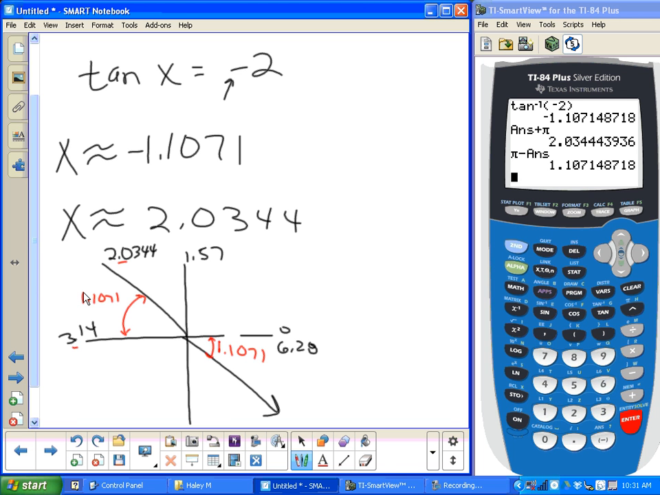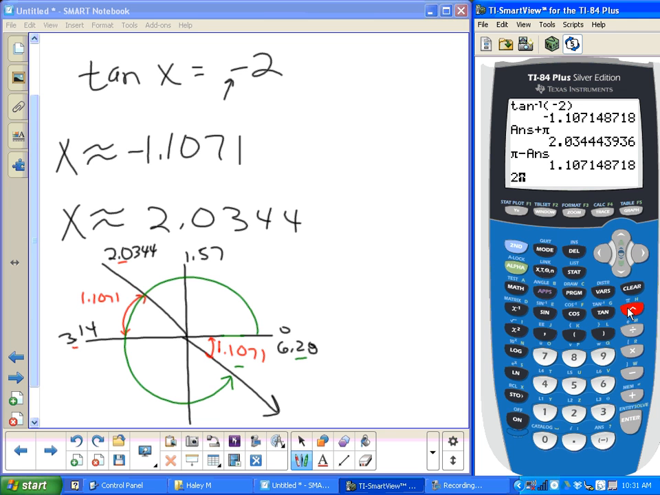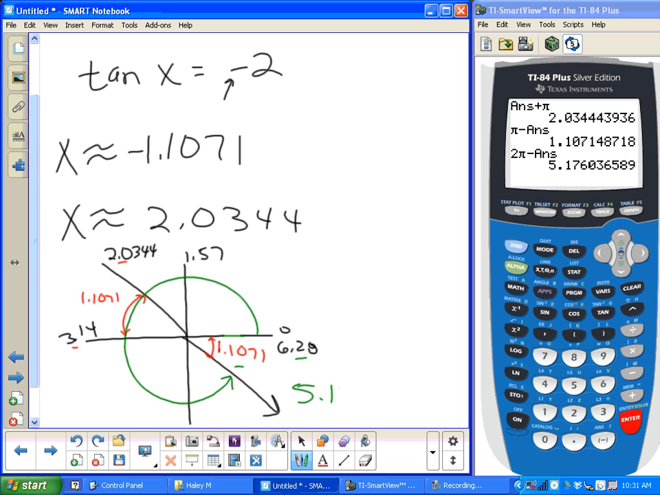Now we need it in standard position. So think about it. If I go all the way around, it's 2 pi. But if I stop right there, it would just be 2 pi minus that. So my calculator now will do 2 pi. Yeah, there's my other answer.